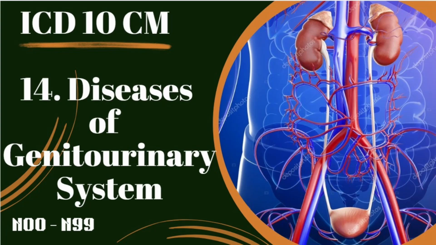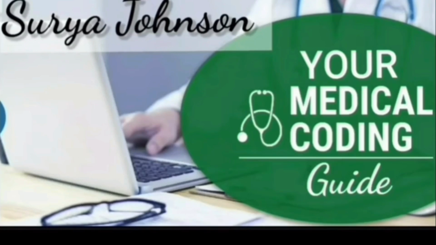In this series of ICD-10-CM guidelines, we've already completed up to chapter 13, right? In today's video, we'll be learning about the ICD-10-CM chapter-specific coding guideline, chapter 14, which is the diseases of the genitourinary system, N00 to N99 series.